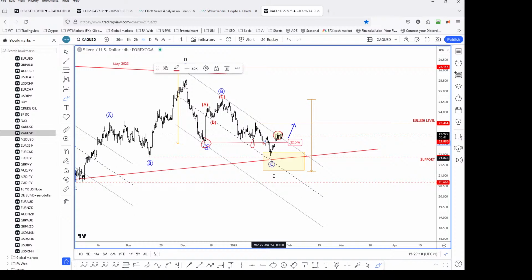A break below that level, everyone was calling for a breakdown. And what is happening now? The price is reversing, more importantly, even back above the previous swing lows. So I think that this is very significant. It could tell us that silver is trying to bottom here and it will see more upside. So I'm expecting more upside on silver.